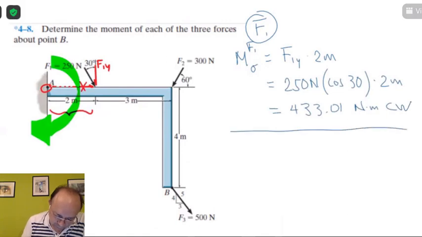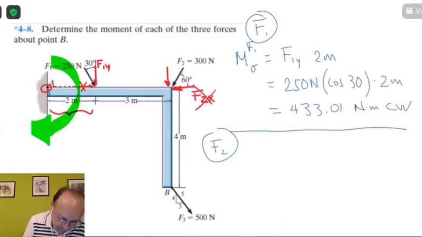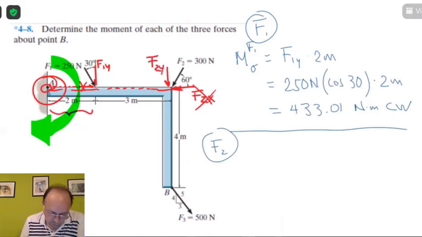Now, moment of F2. Let's see. Same thing here. If we get the composition of this into the X and Y direction, the F2X doesn't produce any moment because the line of action of the force goes through the point A again, so it doesn't produce moment. So only survives the moment of force 2y.